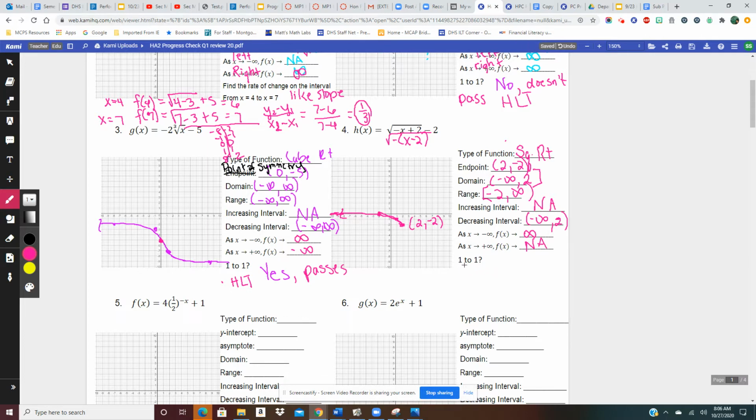Okay. So is it 1 to 1? Yes, I draw a horizontal line somewhere. It's just going to pass one time. So it is 1 to 1.